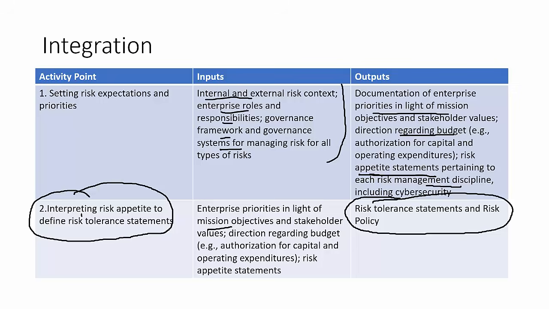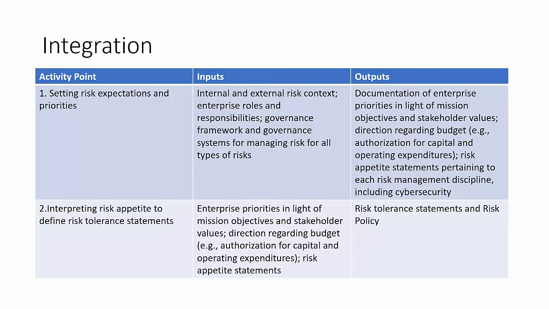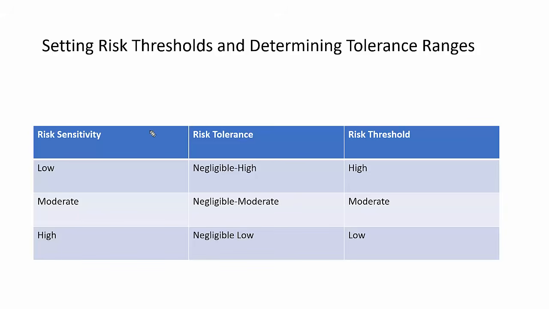Now, there's always a question that arises about how to set risk thresholds, how to determine the tolerable range. So I have one formula for that, which I follow for my projects. Okay, let me show you that. This is the formula which I use when I'm setting a risk tolerance. So here you can see risk sensitivity low. So in that case, risk tolerance is basically high and risk threshold is basically high.